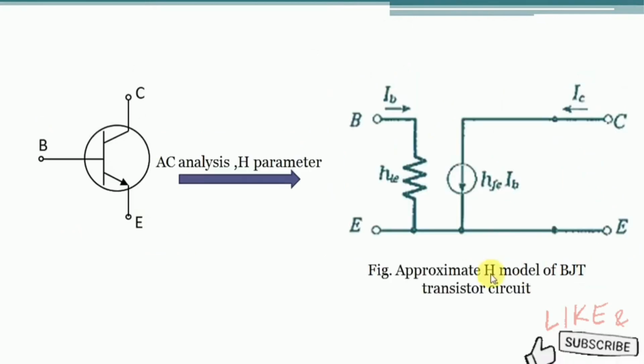Now we are considering this approximate H model of the BJT transistor circuit in order to calculate the gain and the impedances of the differential amplifier circuit. This is the final circuit that we are using to calculate the gain and impedances of the differential amplifier circuit of type dual input balanced output differential amplifier.